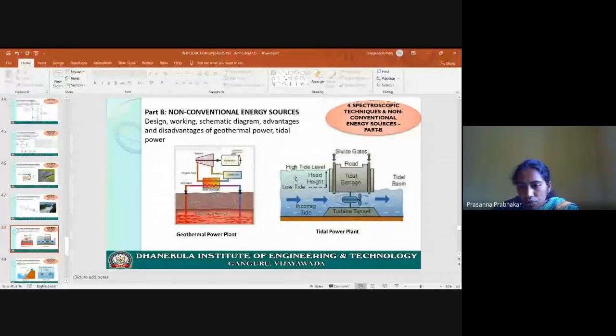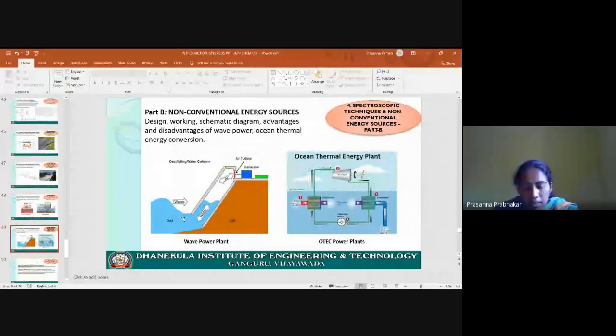Next, tidal power plant. From the ocean, we observe tides. Some tides are high tides, some tides are low tides. By using the high tides and low tides, how to convert tidal energy to electrical energy is explained by the tidal power plant. Next, wave power plant. In the ocean, maybe due to temperature differences, waves are produced. How to convert that wave to electrical energy by using a wave power plant is also explained in next classes. Next, OTEC power plant, ocean thermal energy power plant, is also explained in next classes.